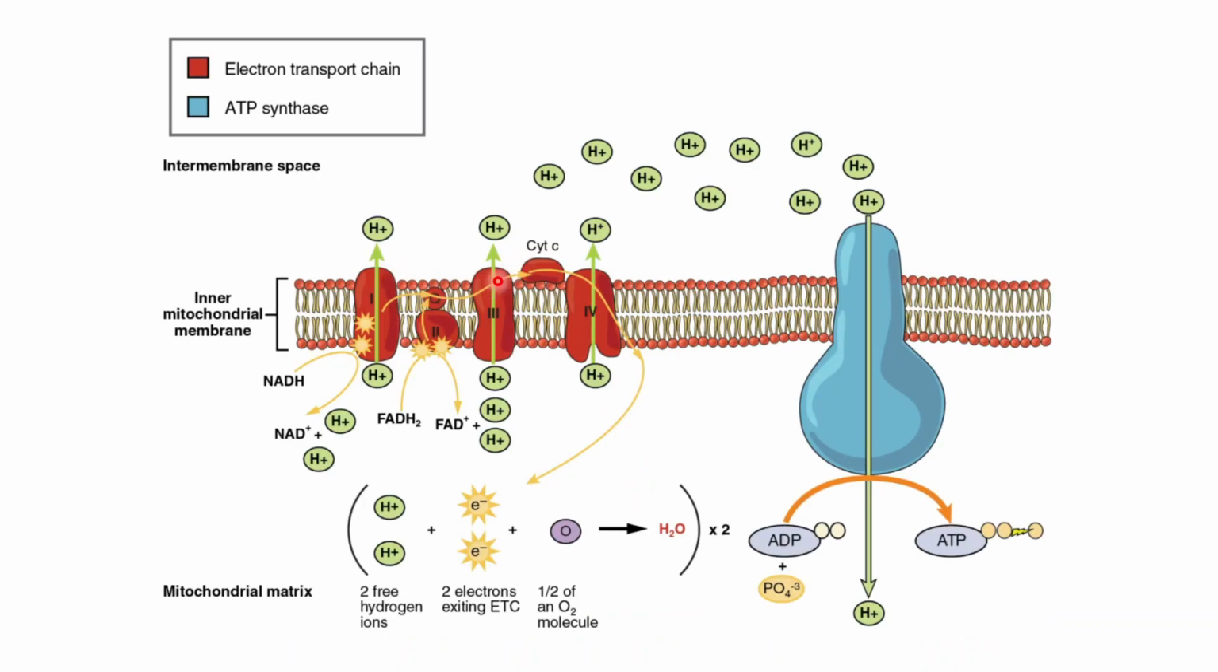Now coenzyme Q will give the electrons to complex 3. Complex 3 will give the electrons to cytochrome C. So that's why that is the wrong statement. Cytochrome C receives electrons from complex 3, not complex 2. Complex 2 can give electrons only to coenzyme Q. And then cytochrome C will give the electrons to complex 4. Then complex 4 will give the electrons to oxygen. Clear?